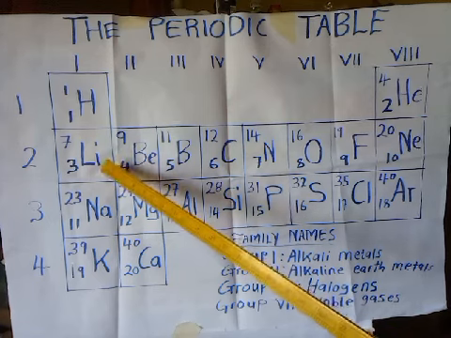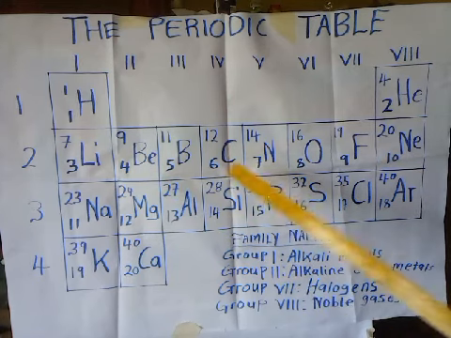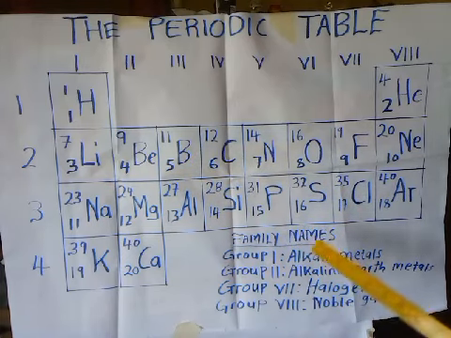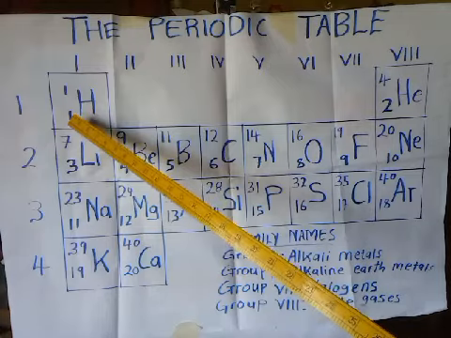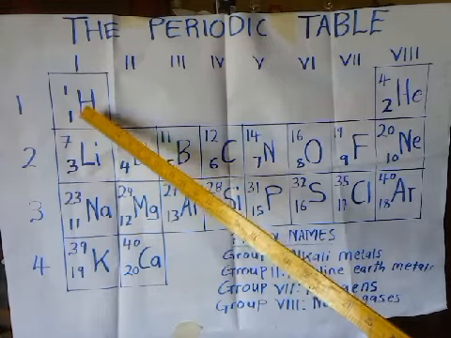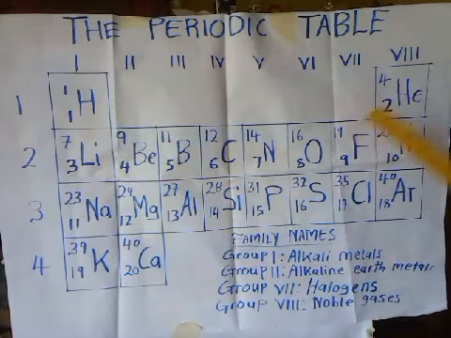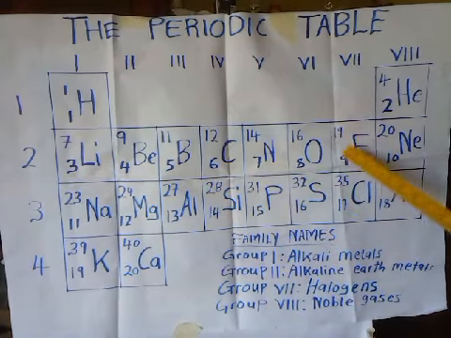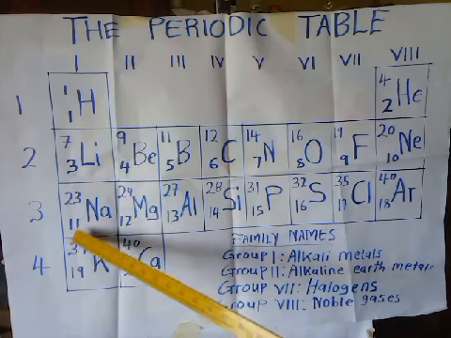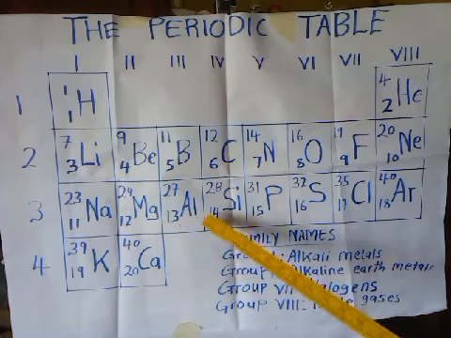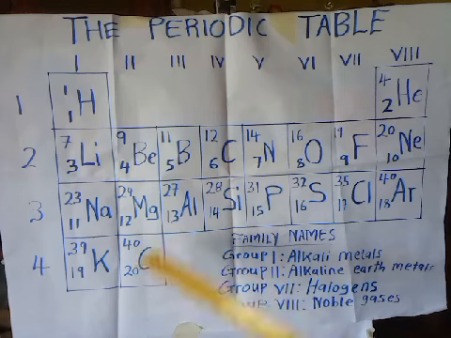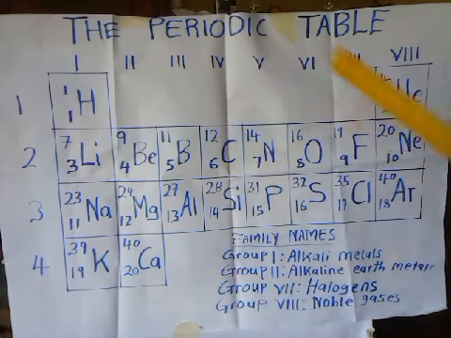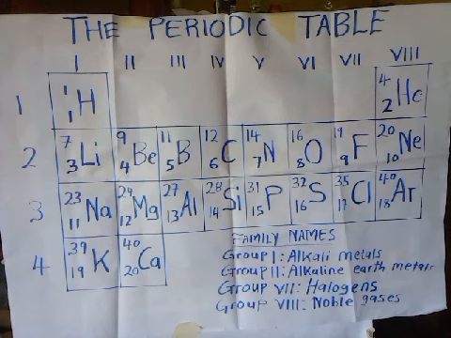So these elements have been arranged in this chart according to their atomic number. If I'm in row number 1, I count 1, 2. Then I go to row number 2, and I say 3, 4, 5, 6, 7, 8, 9, 10. Then I go to row number 3, and I say 11, 12, 13, 14, 15, 16, 17, 18. Then I go to the last one, which is 19 and 20. So these are the 20 elements of the periodic table.